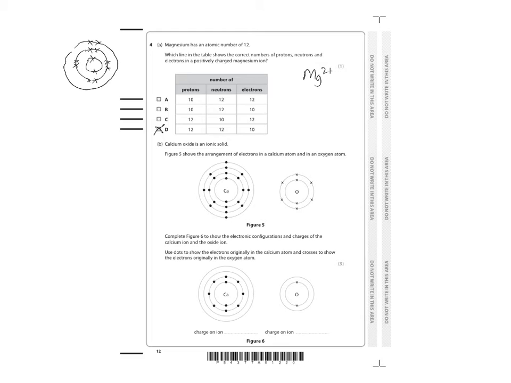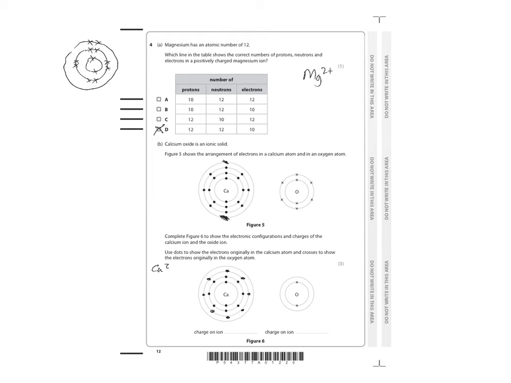Calcium oxide is an ionic solid. Figure 5 shows the arrangement of electrons in calcium atom and an oxygen atom. Complete figure 6 to show the electronic configuration and charges of the calcium ion and the oxide ion. Use dots to show the electrons originally in the calcium atom and crosses to show electrons originally in the oxygen atom. Well, a calcium ion is going to have lost these 2 electrons, and therefore it's going to have 8 electrons out here. That means that it's Ca2 plus.